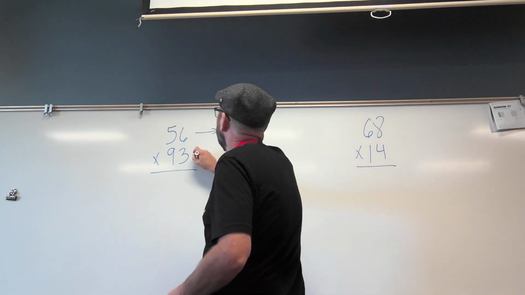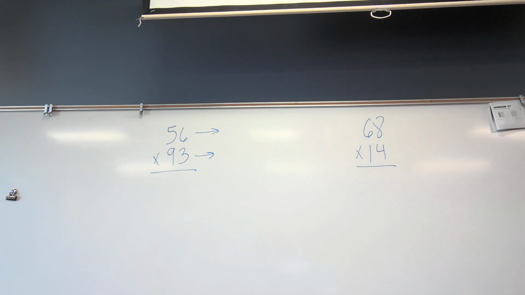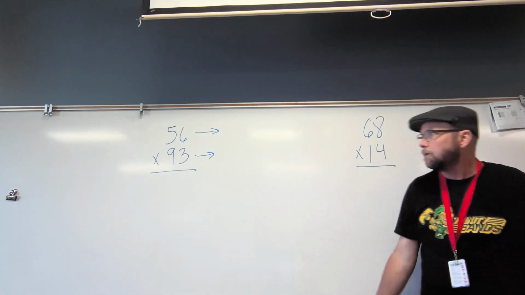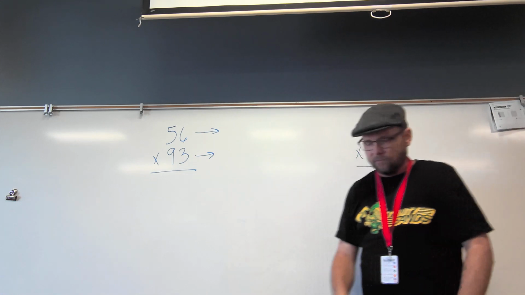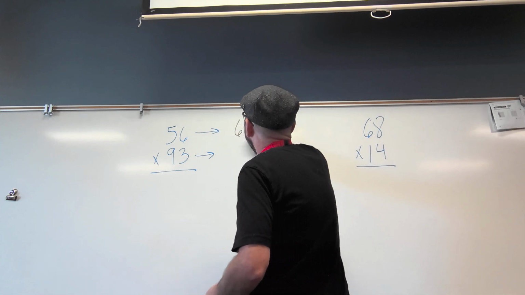So, Violet, I want to change these two numbers in some way to make it easy for me to do in my head. So what do you want to change these to, Violet? 60 and 90. All right, 60 and 90.